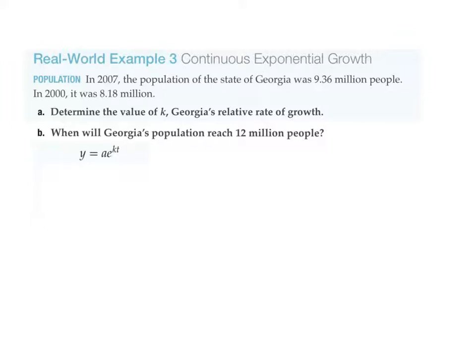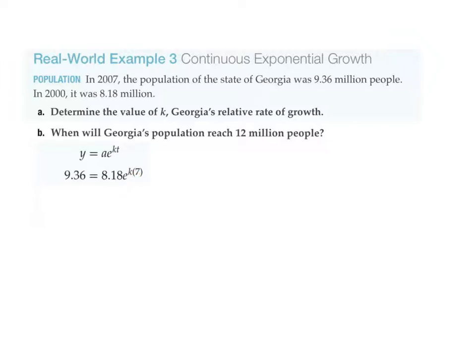So the first question is, do we have the ending amount? Yes. What is the ending amount? 9.36 million. Do I have my beginning amount? Yes. Which is how much? 8.18 million. Do I have the time? How long? 7 years, right? From 2000 to 2007. So I have everything I need except k. So it's just a matter of plugging it in. And then the problem ends up being the same thing. So in my case, I'm going to leave them as 9.36 and 8.18. My years are 7.